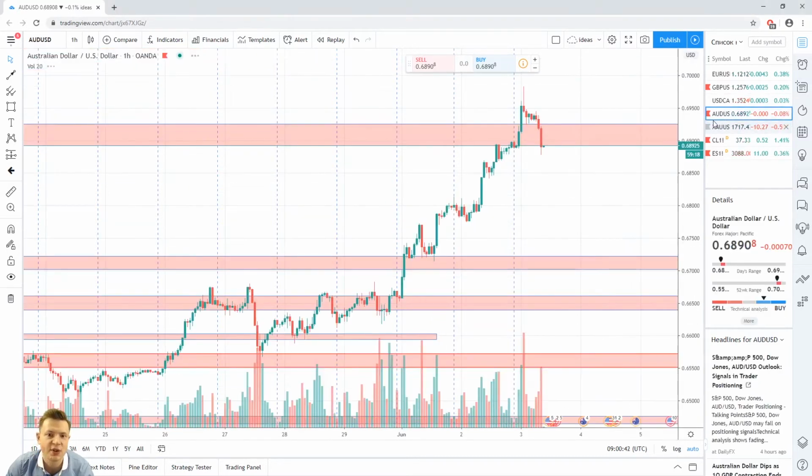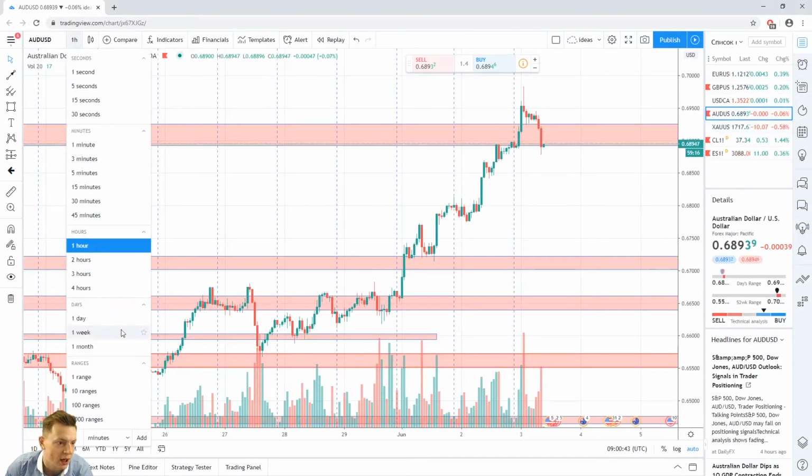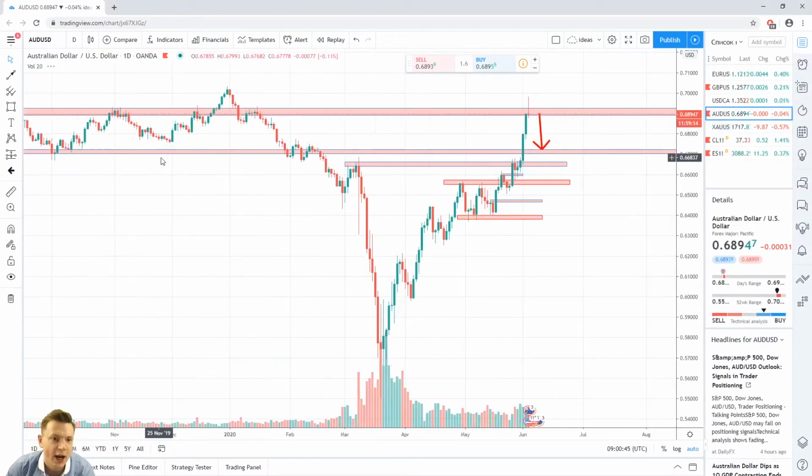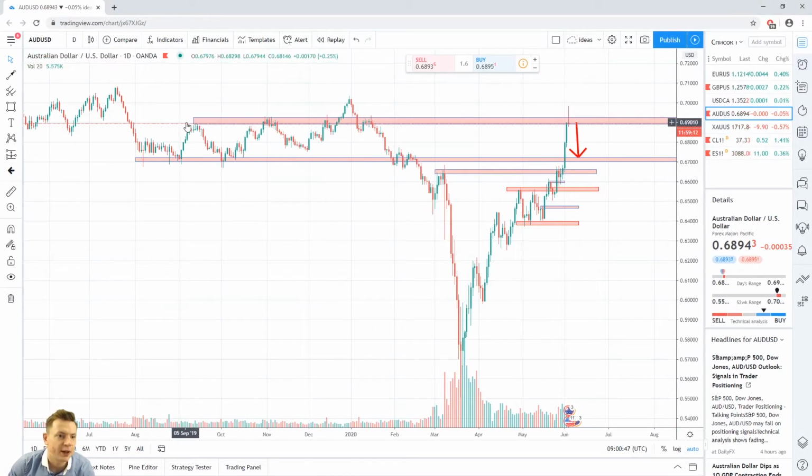Another currency pair is the Australian dollar. Look at a daily frame. On a daily frame, here we have an important imbalance level around 0.69. Right now, price is trying to form some sort of false breakout of this important level. This is a very bearish signal.